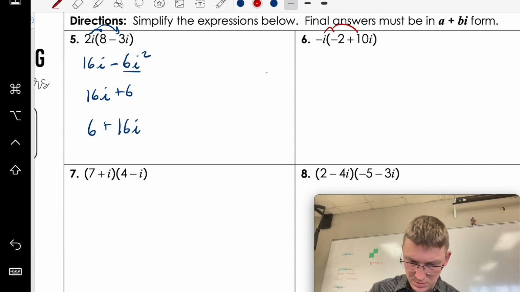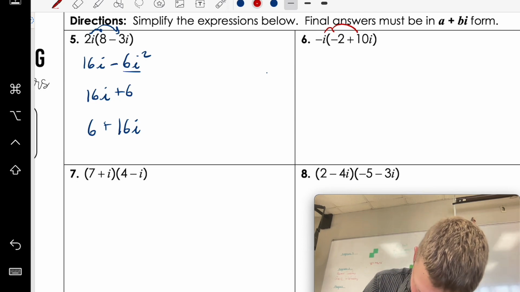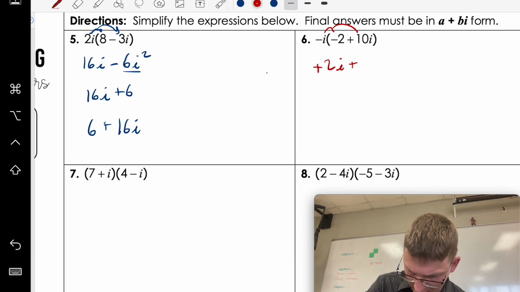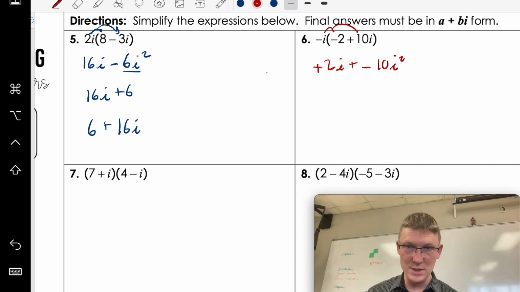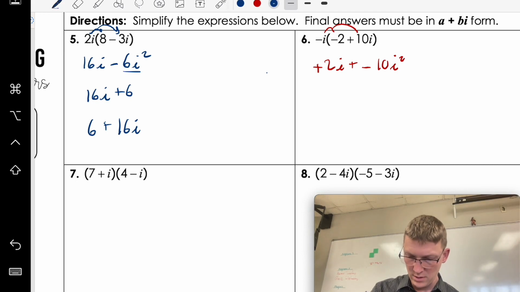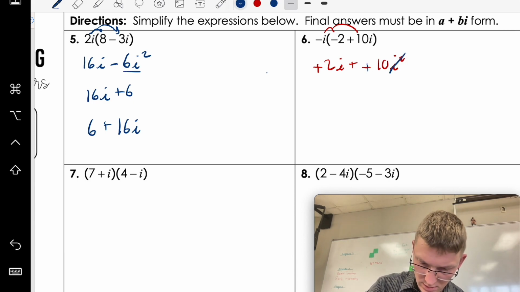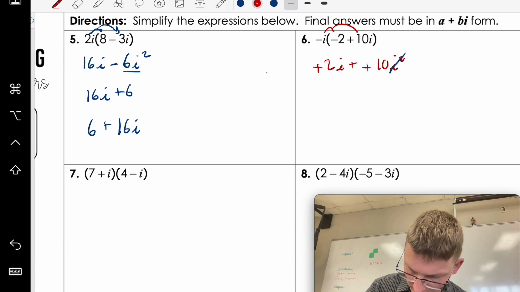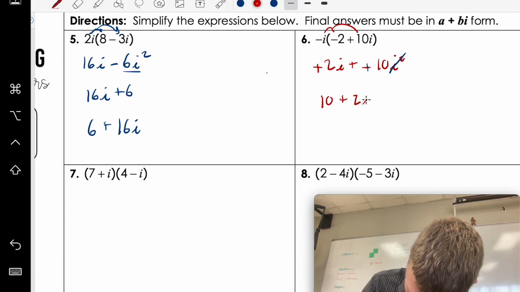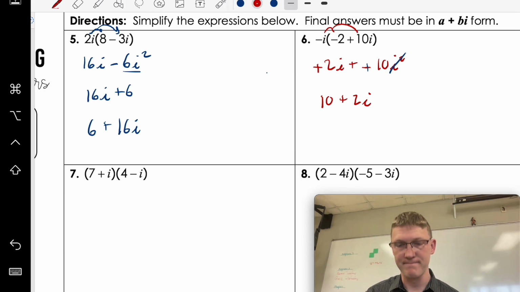We're going to distribute this in. So we're going to have a positive 2i plus a negative 10i squared. Again, i squared is negative 1, so that's going to switch the sign of the 10. And then what we have left over, we're going to put my 10 in front, plus 2i.